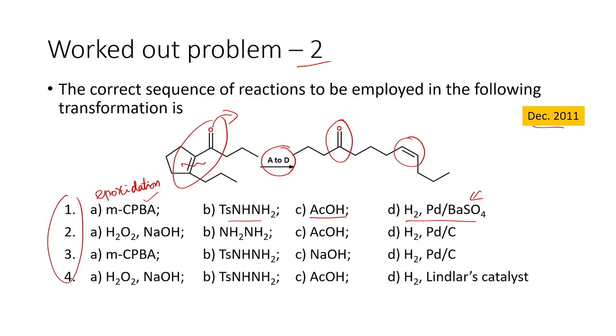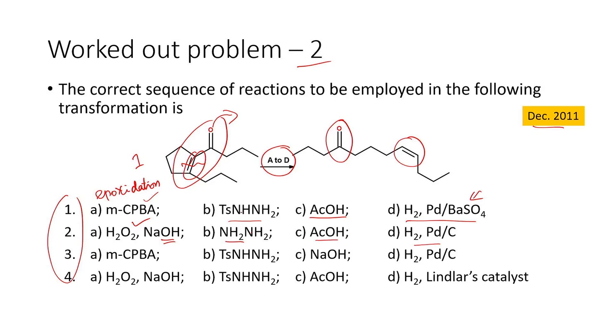So, these are all the first conditions, and in the second one we have hydrogen peroxide in the presence of sodium hydroxide. That means these are basic conditions for the epoxidation reaction. The second step is hydrazine, the third step is acetic acid, and the fourth one is hydrogen with palladized carbon. So, if we assume what types of reactions may be possible, maybe the epoxidation will epoxidize the double bond. That is reaction number one, and in the second case we have hydrazine.